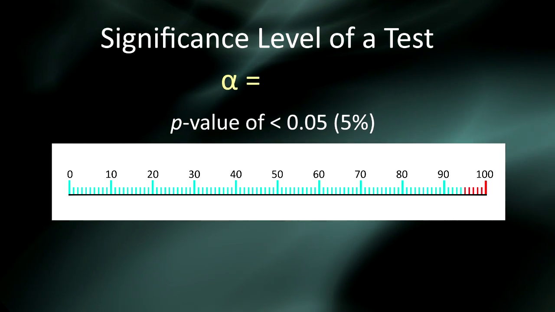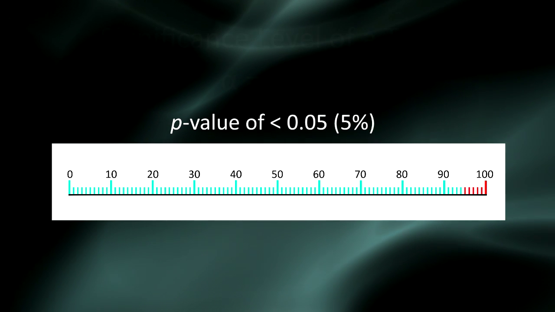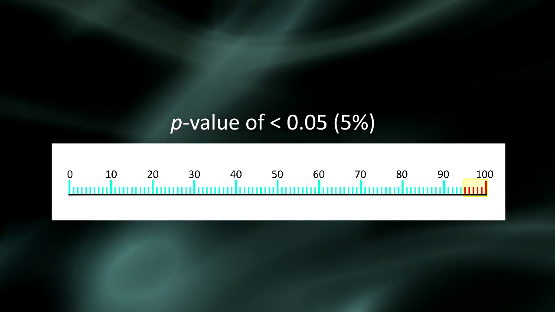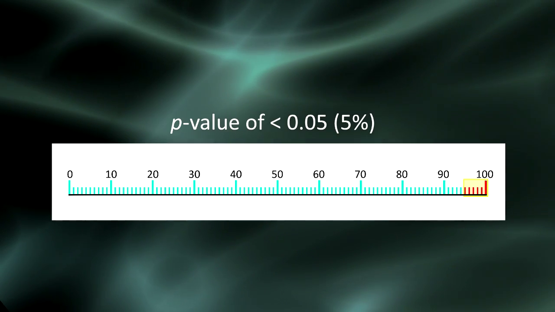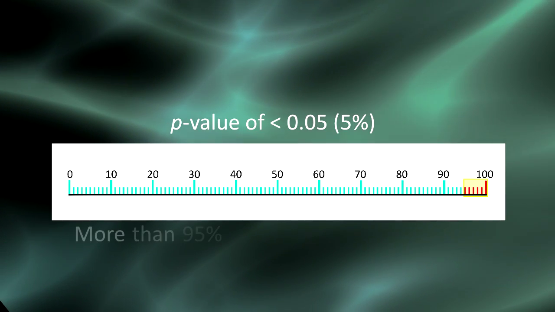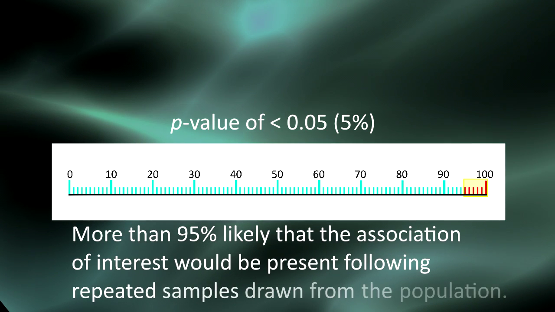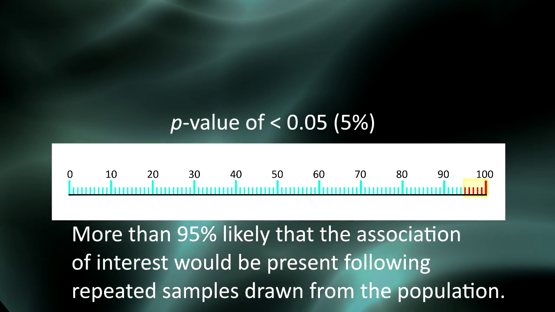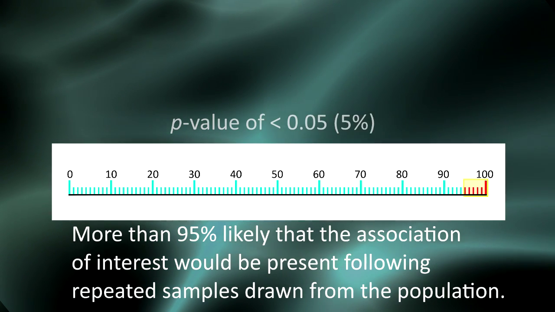So alpha equals 0.05. If the p-value is small, less than 0.05, this suggests that it is more than 95% likely that the association of interest would be present following repeated samples drawn from the population, aka a sampling distribution.